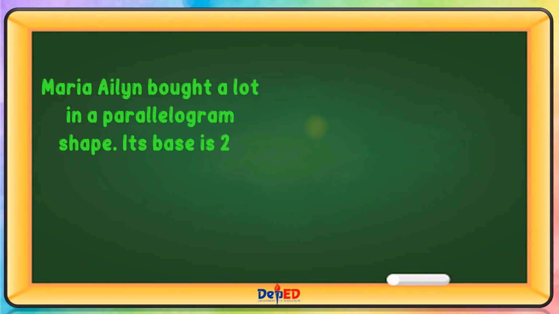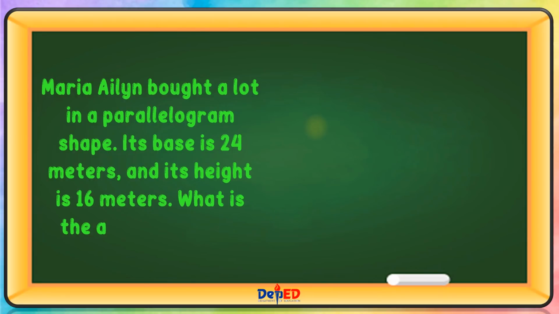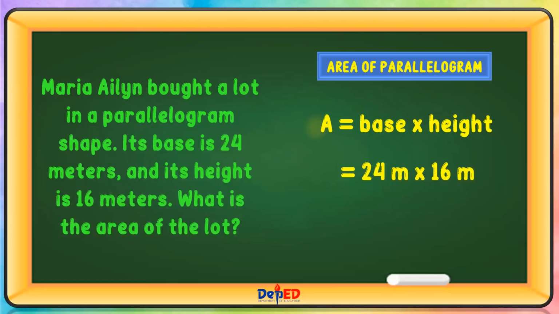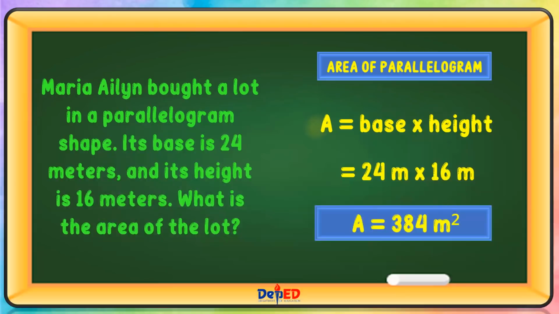Maria Eileen bought a lot in a parallelogram shape. Its base is 24 meters and its height is 16 meters. What is the area of the lot? Area of parallelogram ay mayroong formula na base times height. Ang ating base ay 24 meters multiply by 16 meters equals 384 square meters.